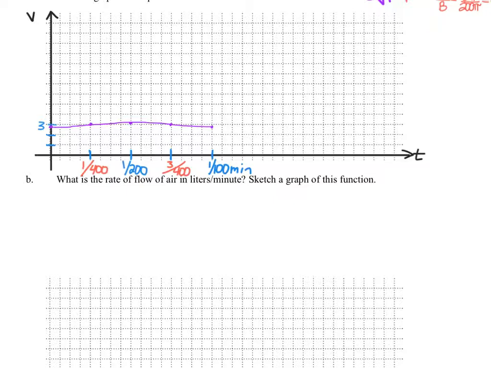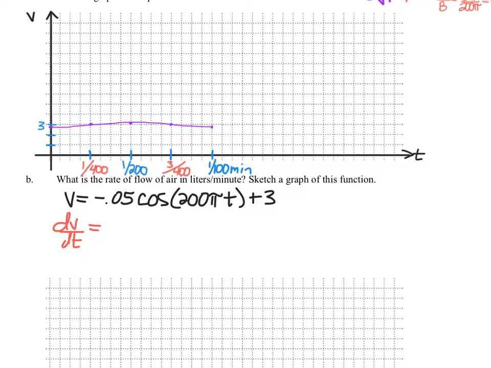All right, rate of flow of air in liters per minute, and then we'll sketch a graph. But let's worry about the function first. So V equals negative 0.05 cosine of 200 pi t plus 3. All right, so dV/dt, or V prime, either way, doesn't matter. What would our derivative be?